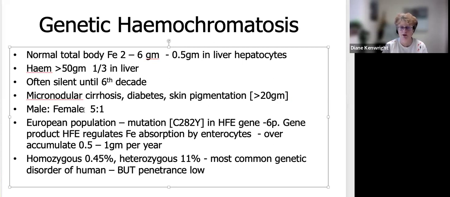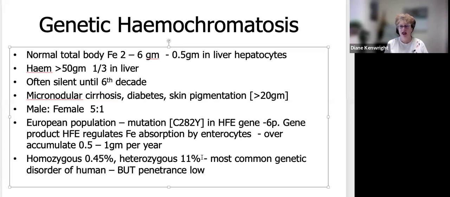Affects men more than women. Women have natural iron shedding ability, and so they accumulate less iron than men. It is more common in the European population, where there is a specific mutation that we can test for. Look, 11% of European populations carry the gene, 11%.